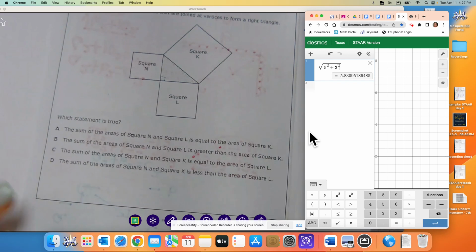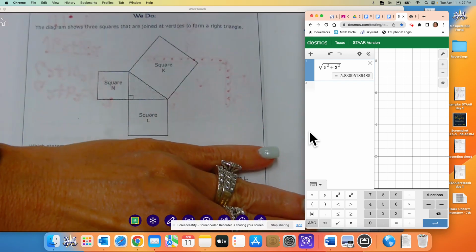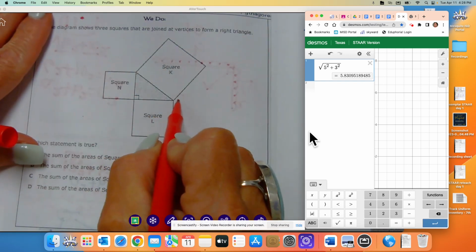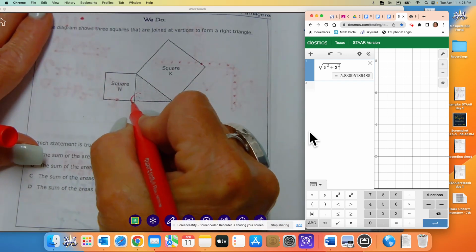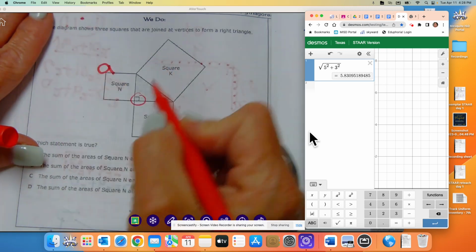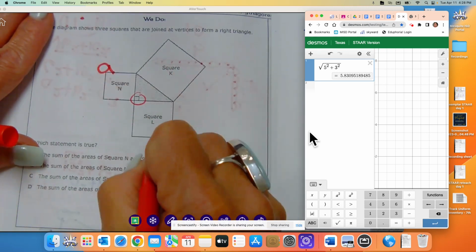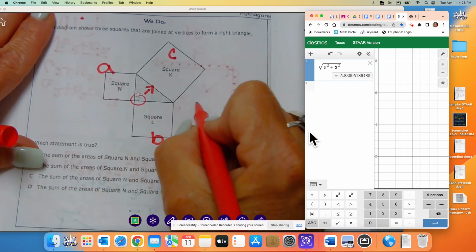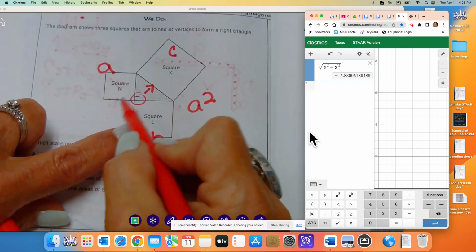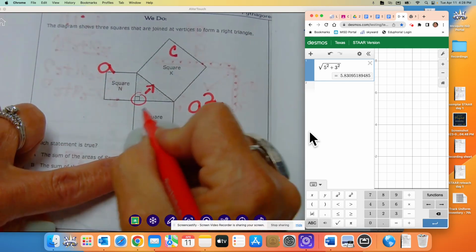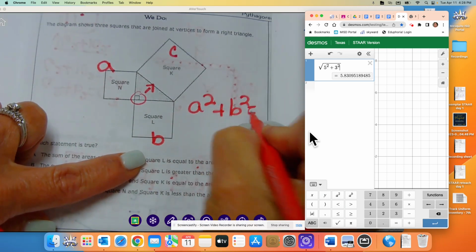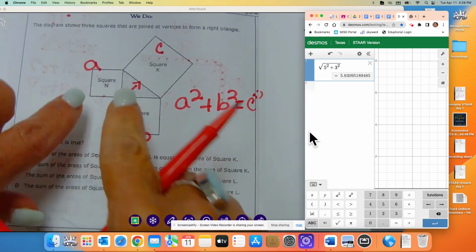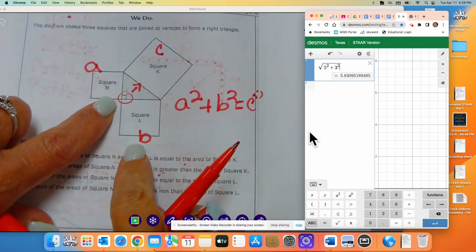Now, let's look at the back. Now, without even looking at the answer choices, I want you to look. This is a right triangle. Here's your right angle. Remember, this is A. The two sides that form that right angle are A and B. Directly across is C. So what that means is the area of A plus the area of B is going to be equal to the area of C.